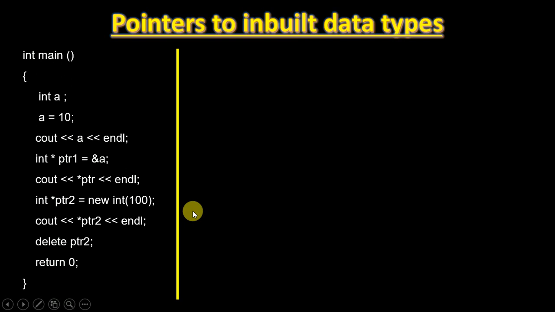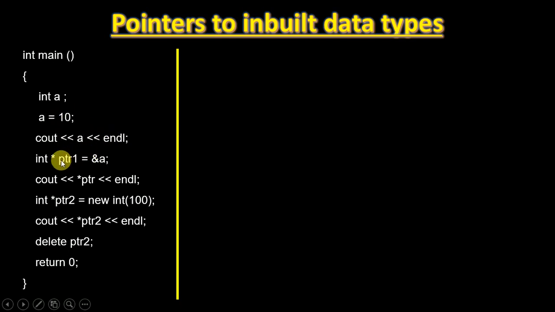For this, just observe this code. In the main function, I have one variable called int a, and a equals 10. When I say int a equals 10, I am declaring the variable a and assigning the value 10 to a. So this a will get memory in the stack segment. If you want to assign, you can say a equals 10, and if you want to print the value of a, you can write cout a endl. Then the value of a will be printed.